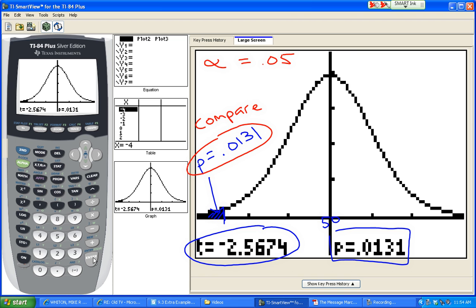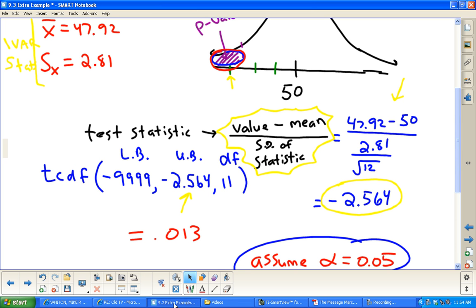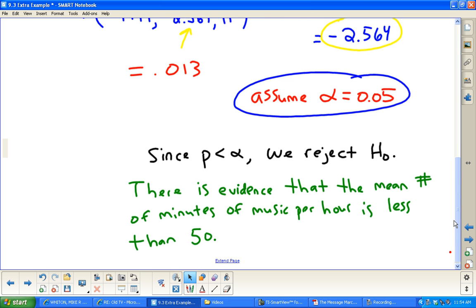Going back to the other example, this is how we did it manually. We're just going to assume that alpha is 0.05. Since our p-value was less than that, our sample was really unlikely to happen, the probability is so small, we're going to reject H0. So there would be evidence that the mean really is less than 50.